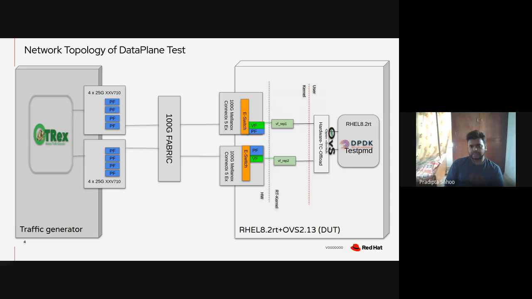On the DUT side, the server is configured with the real-time kernel, base OS, and guest OS. The software layer has the virtual switch configured with OpenvSwitch 2.13, and on the guest side, the forwarder is running a DPDK based application, the testpmd tool.